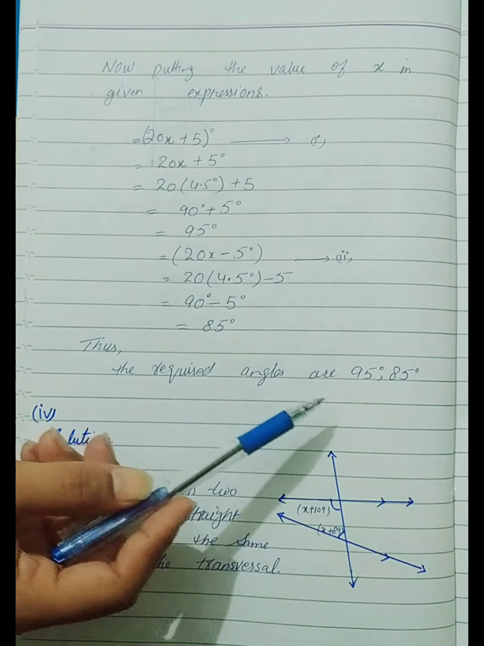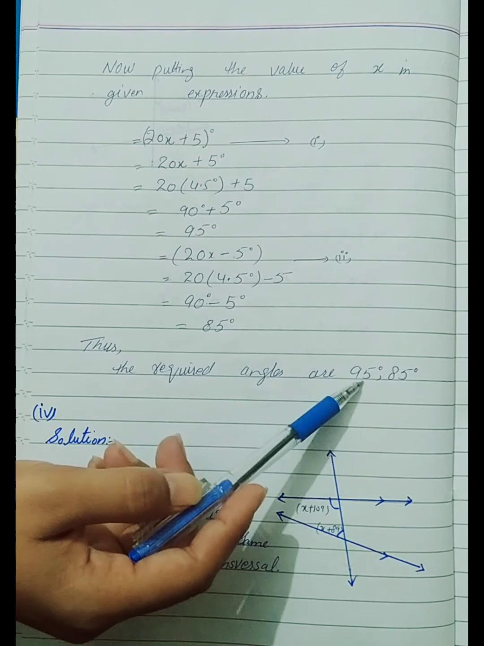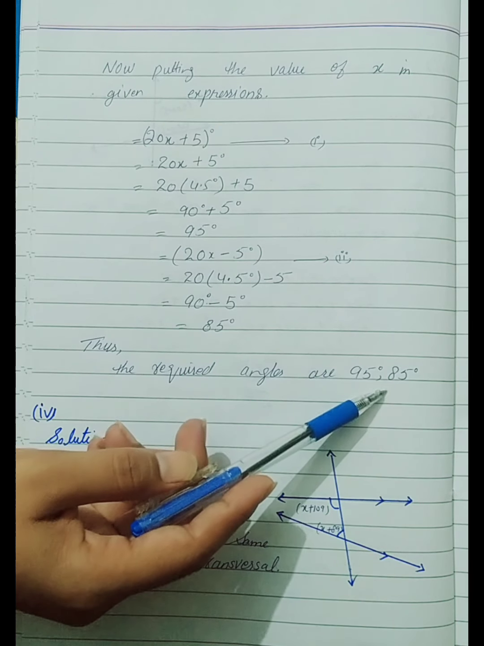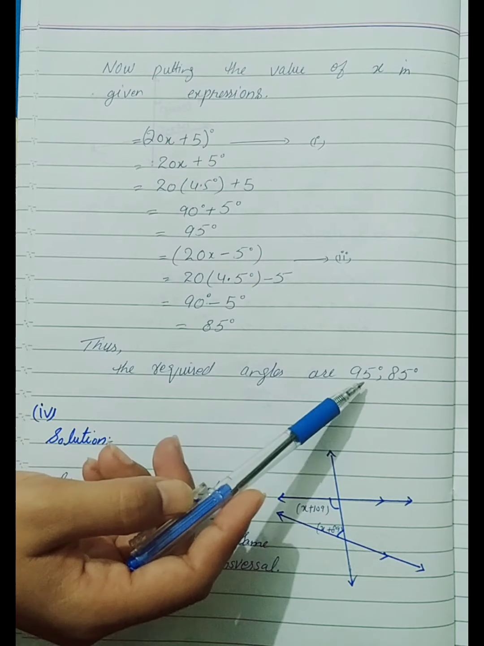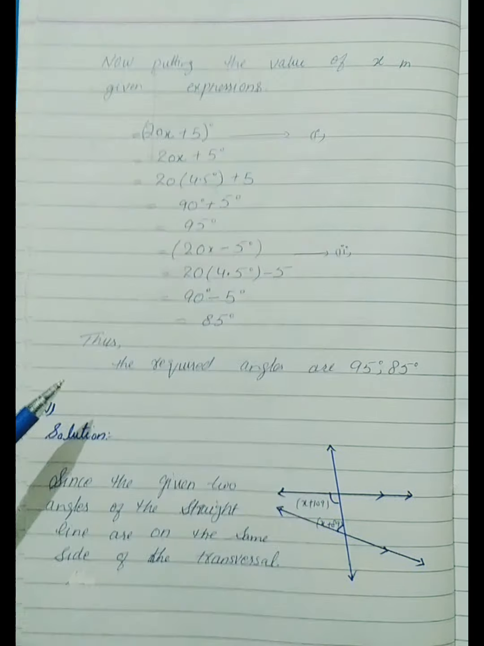Alternate interior angles, the sum of the alternate interior angles always equals 180. When we add 95 and 85 we get 180 degree. It means that the interior angles on the same side are equal to 180 degree.